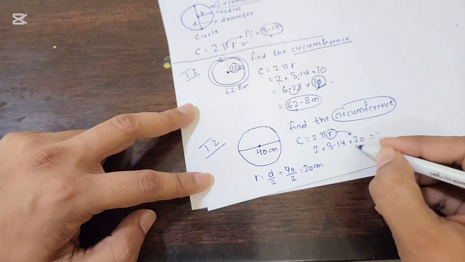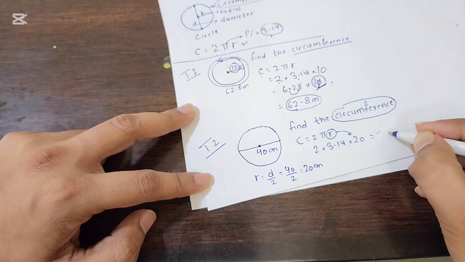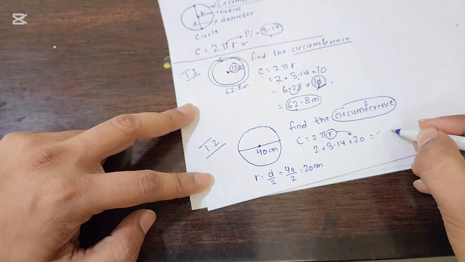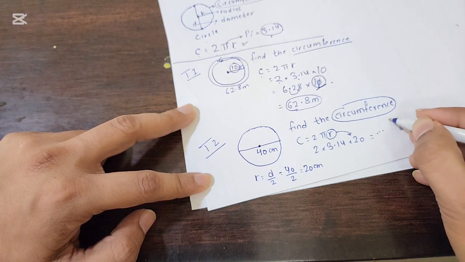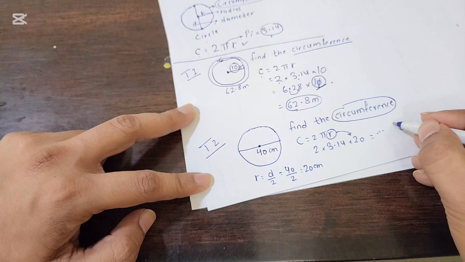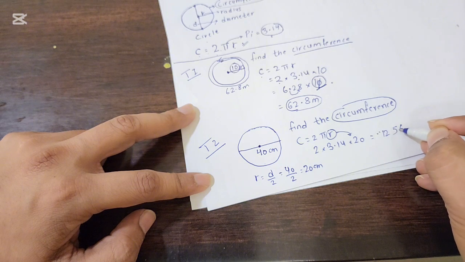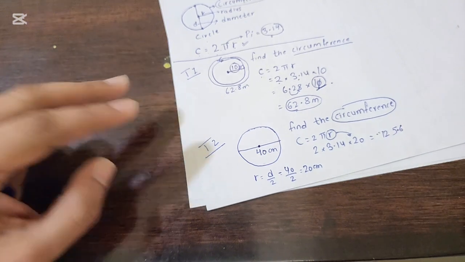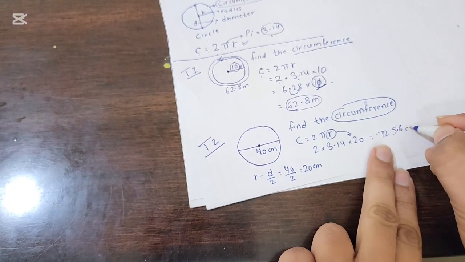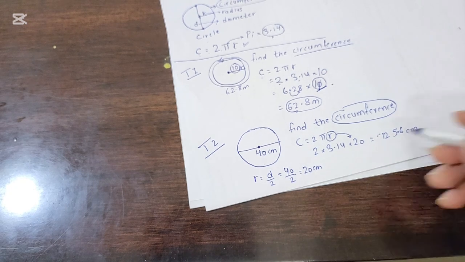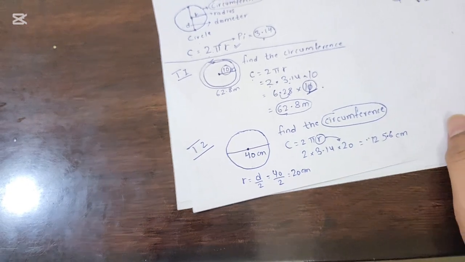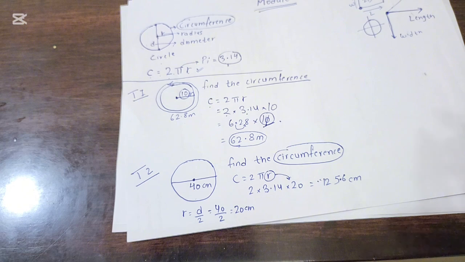Okay, let's say this is 6.28, so 62.8 multiplied by 2. 8 twos are 16, 6 carry 1, and 2 twos are 4, 1 makes 5, and 1 is 12. Okay, so this will be 125.6 centimeter. Okay, so you can do the multiplication by yourself, right? Multiplication is a concept that I have already taught the students. So this is how you have to do it.